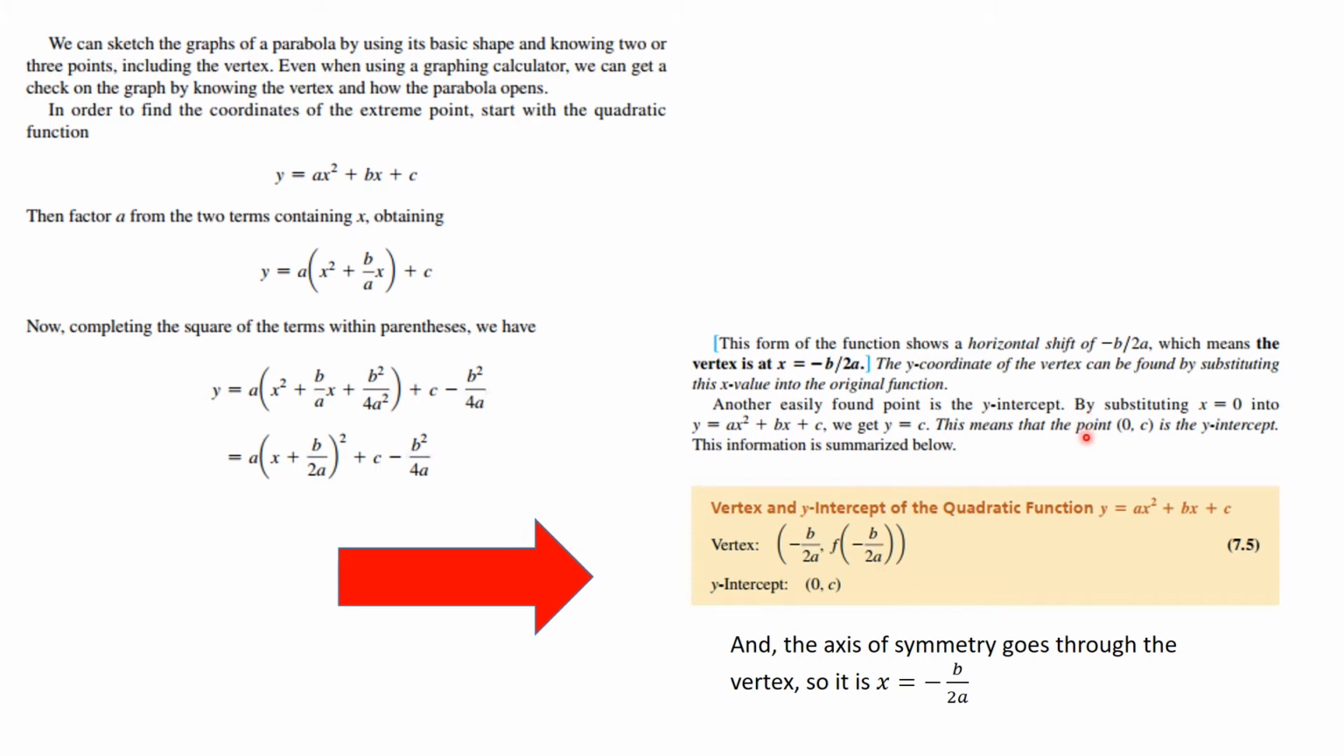We also here say that the y-intercept, that's what you get when you put 0 in for x. Well, if we put 0 in for x up here, we're just going to get y is c.